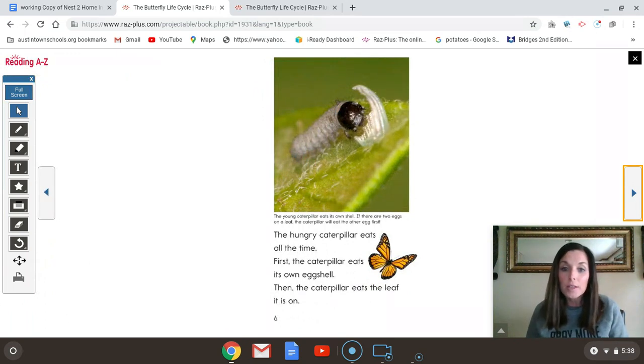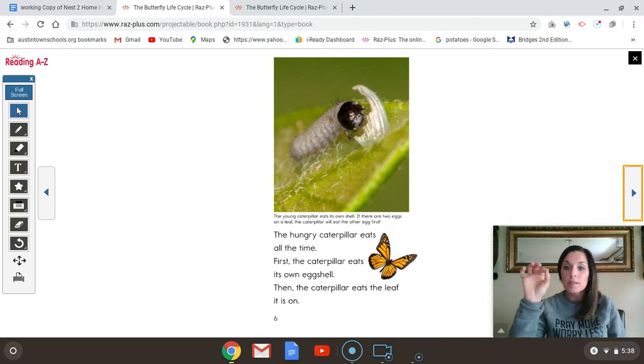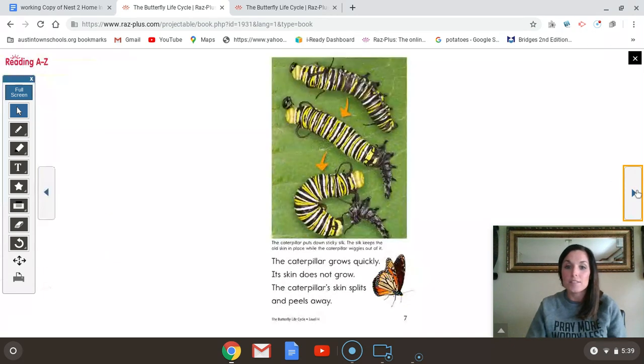The hungry caterpillar eats all the time. First, the caterpillar eats its own eggshell. Then the caterpillar eats the leaf it is on. And if you're ever outside, guys, look on trees. If you see leaves that have little holes in them, guess what was there? Yep, a caterpillar, okay? They like to eat milkweed leaves from a milkweed plant, okay? But anyway, they like to eat leaves.